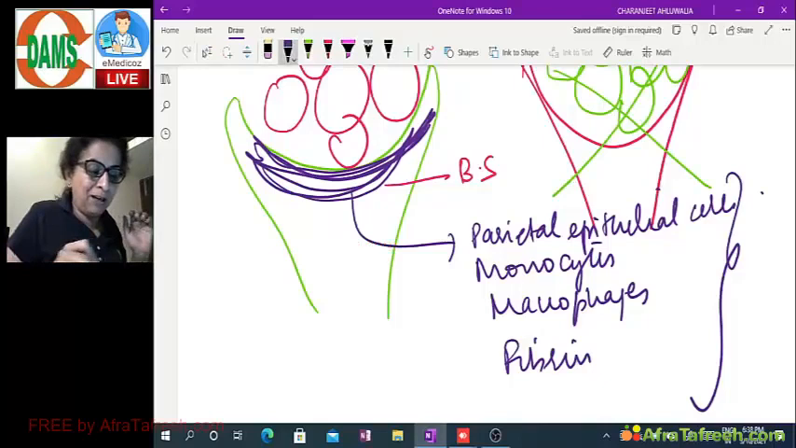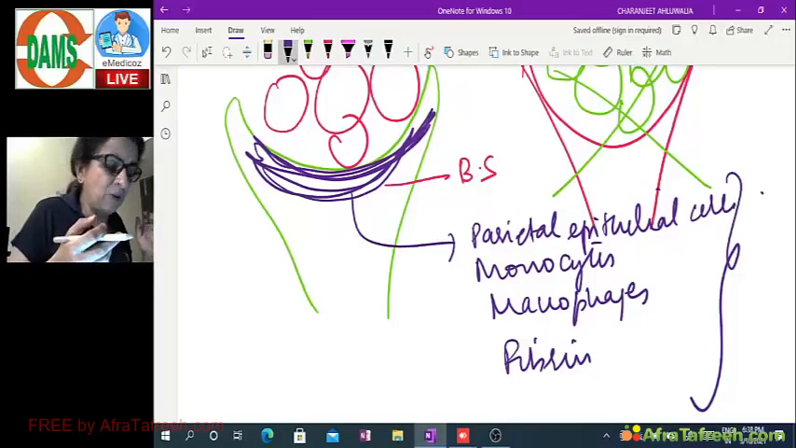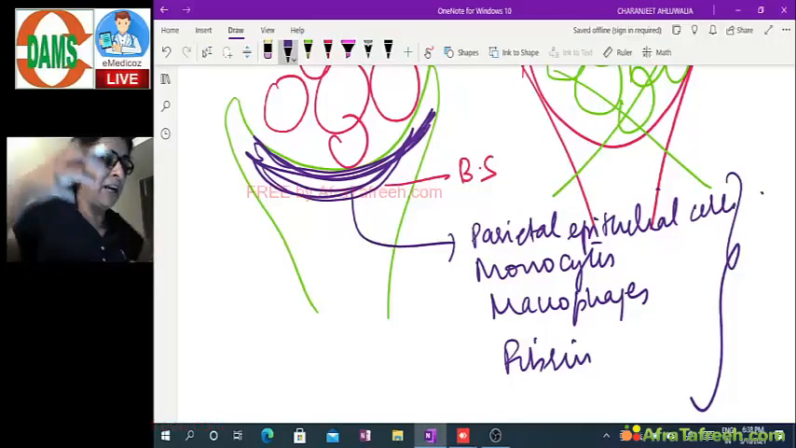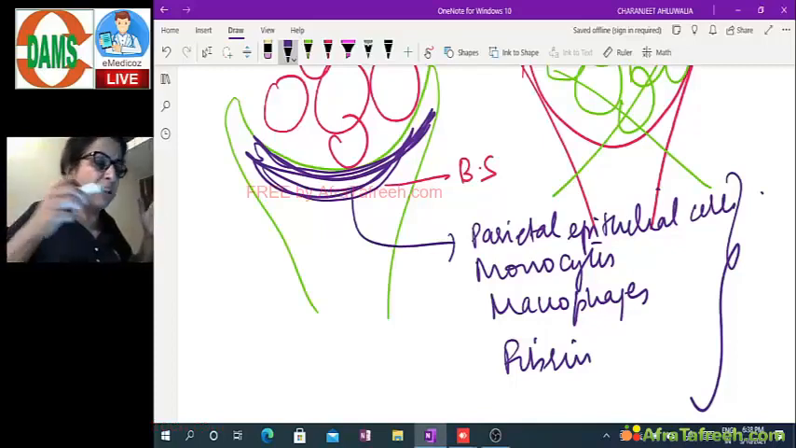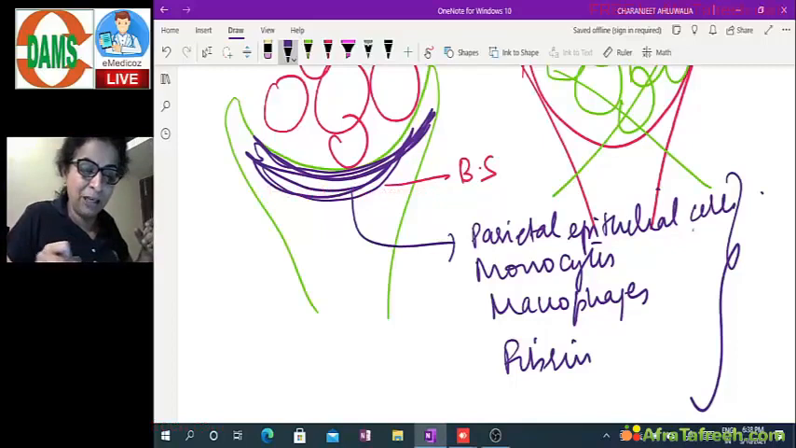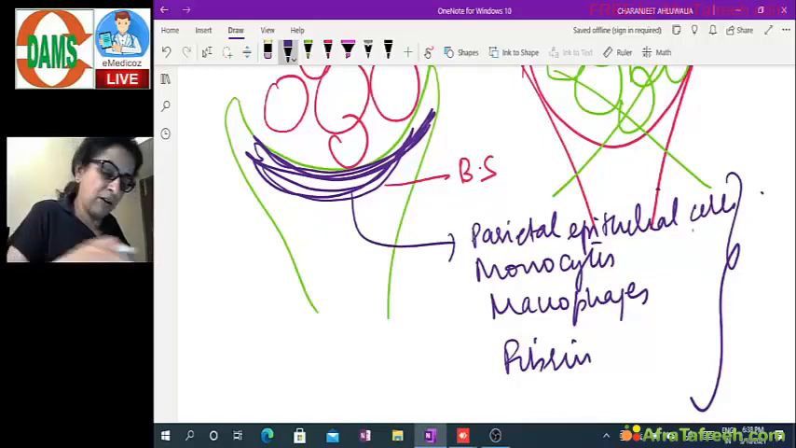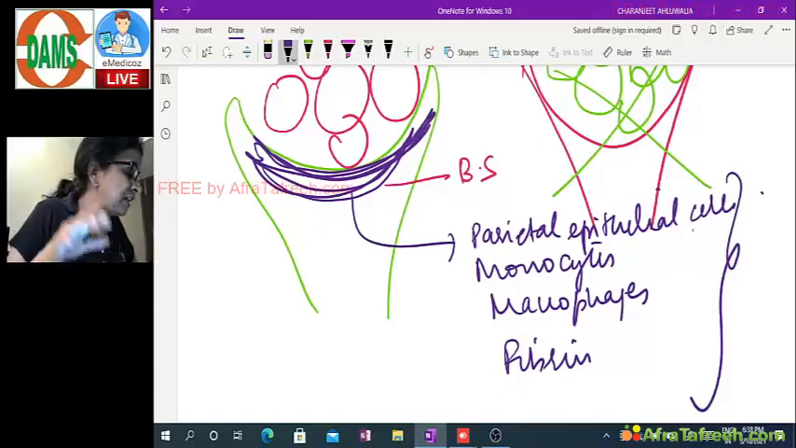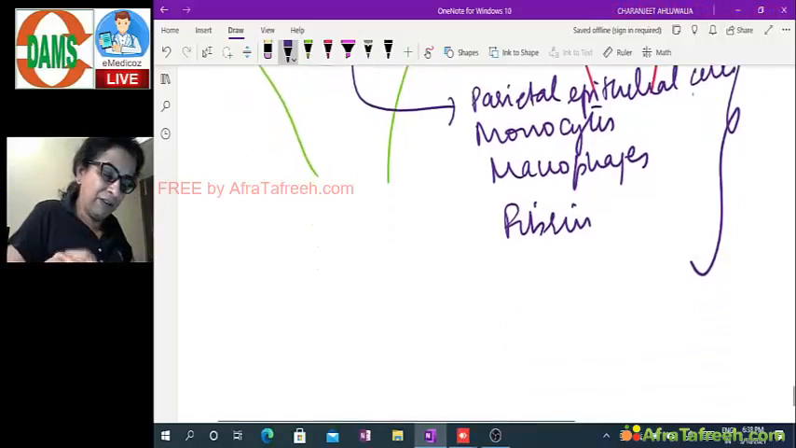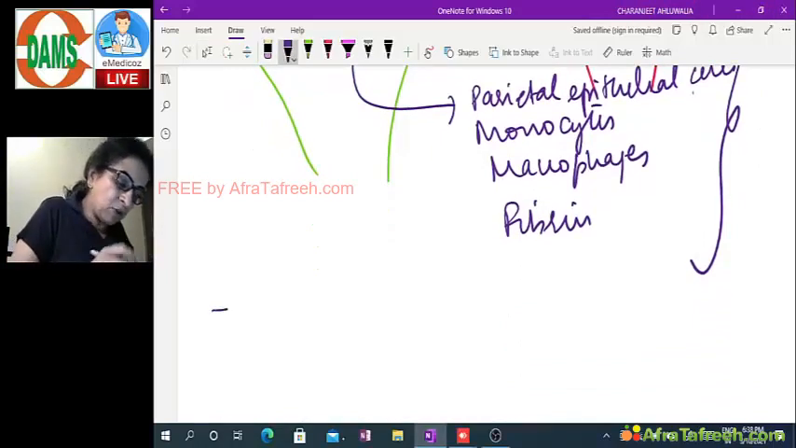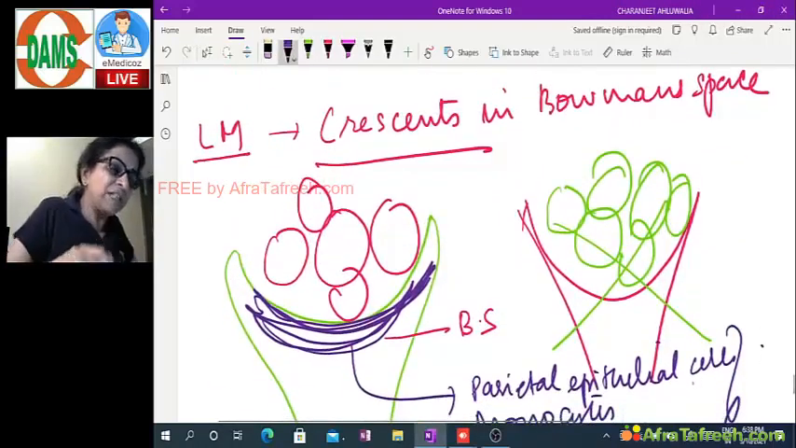So where are the crescents found? They are found in the Bowman space. They interfere with the filtration of the urine. What are the crescents composed of? They are formed by proliferation of the parietal epithelial cells, monocytes, macrophages, and they are composed of fibrin. They cause rapid deterioration of renal function. Okay, so by light microscopy, you will see crescents.